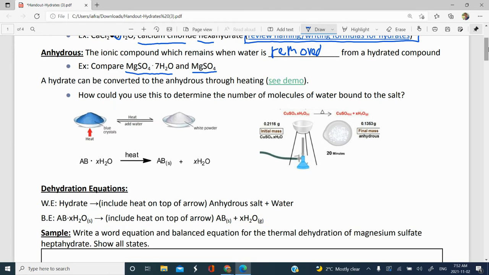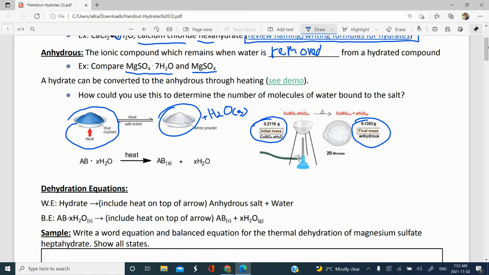So how can you remove water from a hydrate? Well, you can do so by heating it up. So here's your hydrate to begin with. You heat it up, and then the water will leave in the form of gas. And then you can actually figure out how much water left by doing the difference in mass between the initial and the final. So if you look here, initially my hydrate weighed 0.2166 grams. Once I did a full heating, my substance now weighs 0.1353 grams. So we lost some mass, and that's because we lost a lot of it as water.